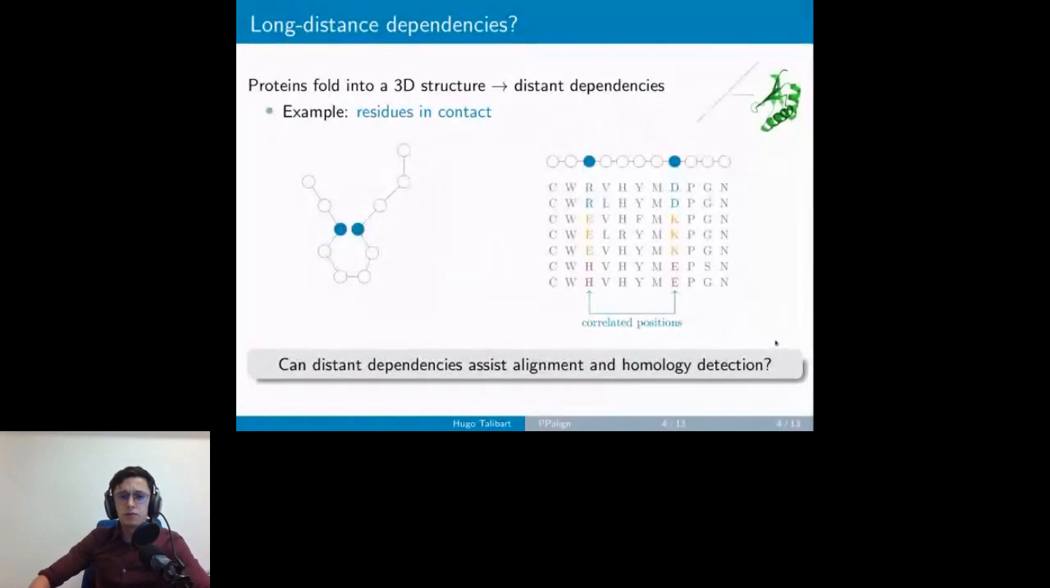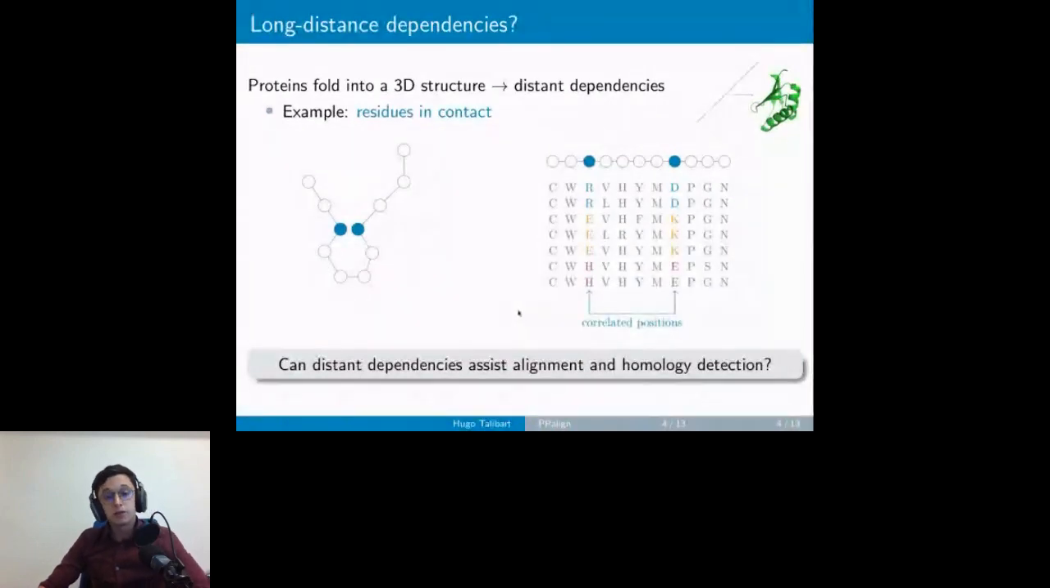While these methods are powerful, they rely on the simplifying assumption that positions in a protein are independent from each other. But in reality, proteins fold into a three-dimensional structure, which implies that there might be dependencies between residues that are distant in the sequence, for instance, because these residues are in contact. And the fact that these residues are in contact will constrain the evolution of the amino acids at the two positions. And in the multiple sequence alignments, positions will be correlated. And we were wondering whether taking these distant dependencies into account could assist sequence alignments and improve homology detection.